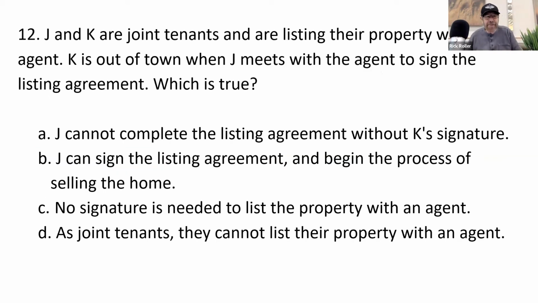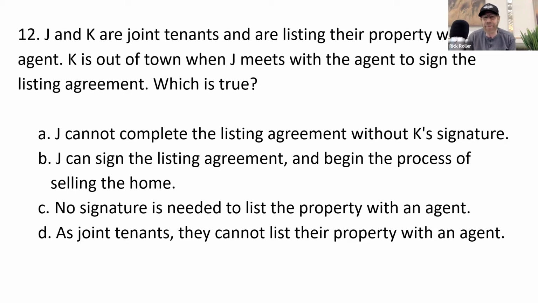Number 12. Okay, J and K are joint tenants. In Utah, you could own property as joint tenants, you could own it as tenants in common, or you could own it by tenancy by the entirety, which is like joint tenants for married people. But number 12 says they are joint tenants, which is very common. And normally what happens, and this may not be in the best interest of J and K because we don't know their background, is the lender decides that they're going to own it as joint tenants. That may not be the best situation for them, but that's what happens most of the time.